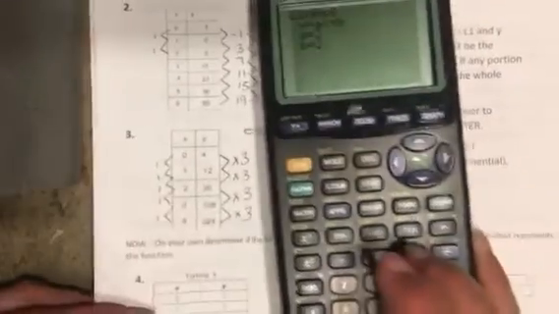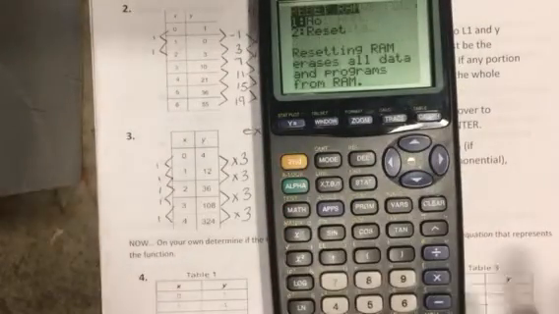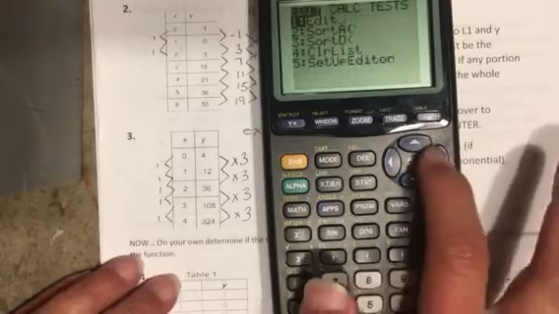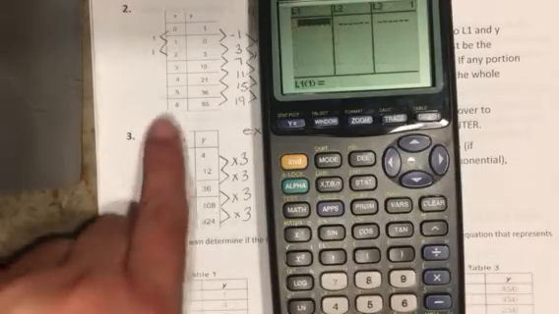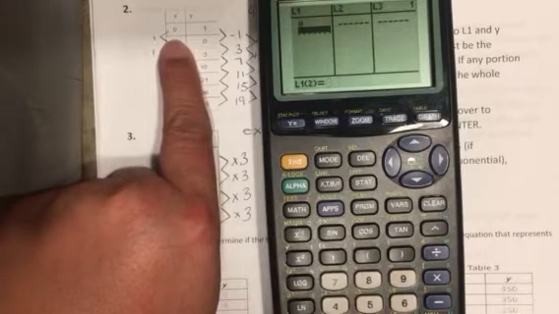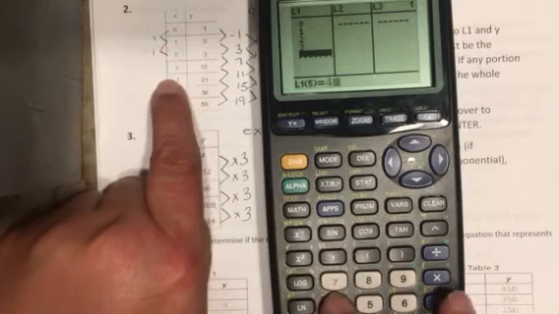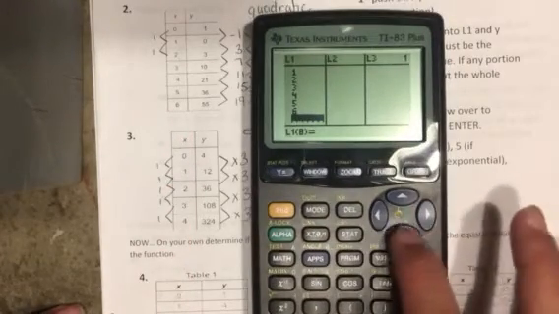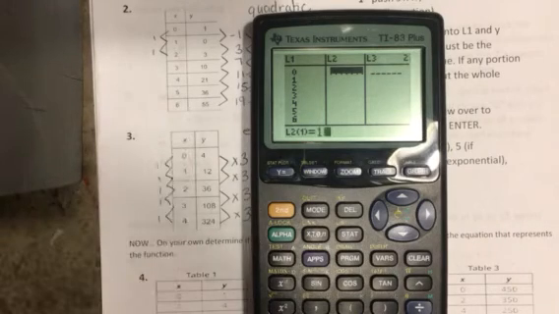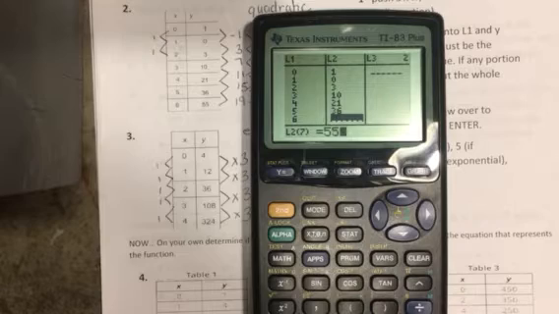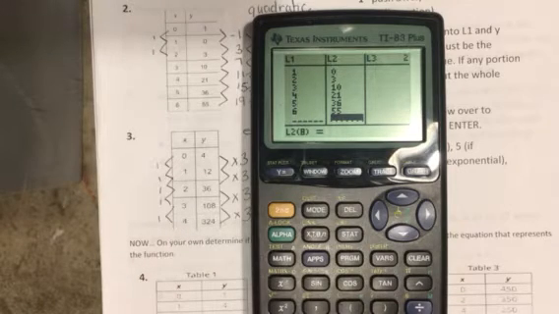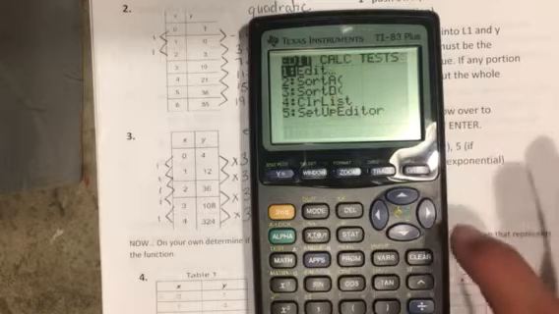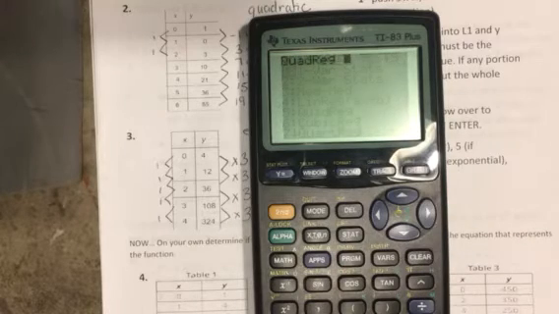Question number 2, let's go ahead and clear our calculator and put this data in. Stat, edit, nope, stat first. Stat, edit, enter our data. We have our data into L1 and L2. Stat, calc, quadratic is 5, and enter.